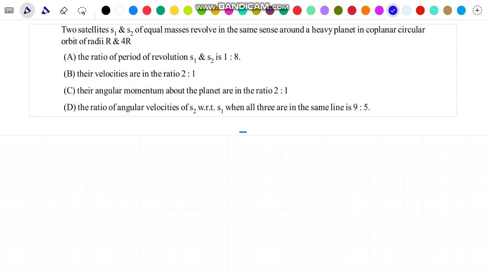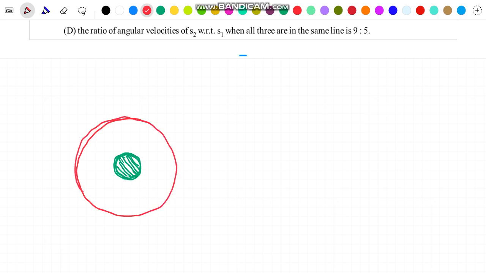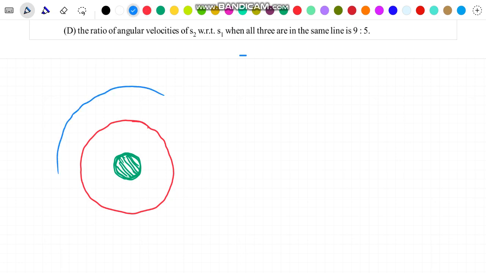So let us start solving this problem. It is given to us that there are two satellites which are orbiting around the planet in orbits of radius r and 4r. Let us first draw these two orbits. So this is the first orbit and we have this second orbit as well.